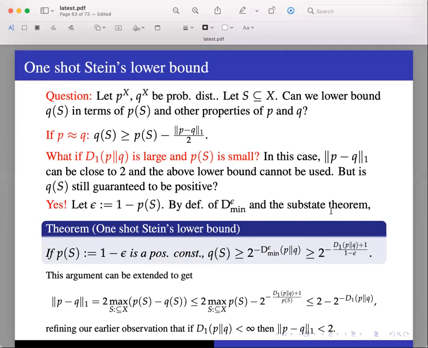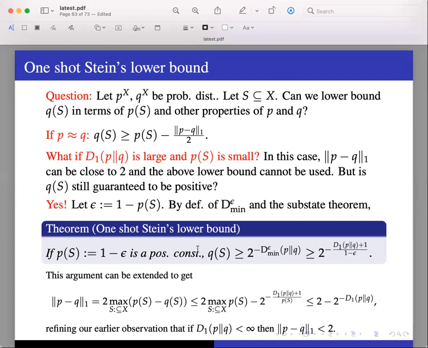So let's give a name. P(S) is some positive quantity; let epsilon be 1 minus P(S). Now we'll use the definition of D epsilon min and the substate theorem, which says the following. This is the one-shot Stein's lower bound. So suppose P(S) is a positive constant.